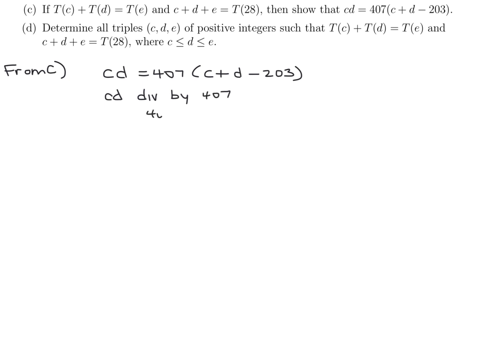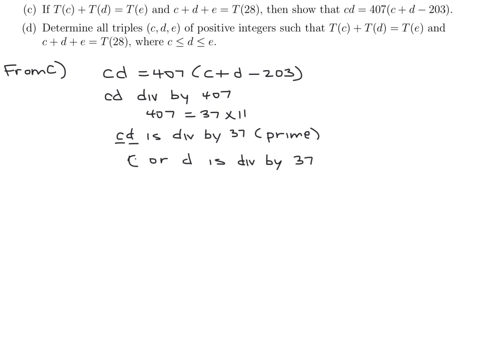Now 407 is equal to 37 times 11, right? It's when you factor it. So that means that CD is divisible by 37 also. And 37 is a prime. So that means that either C is divisible or D is divisible by 37. So C or D is divisible by 37. So that's sort of an initial preliminary analysis of what C could be, what D could be, that kind of thing.